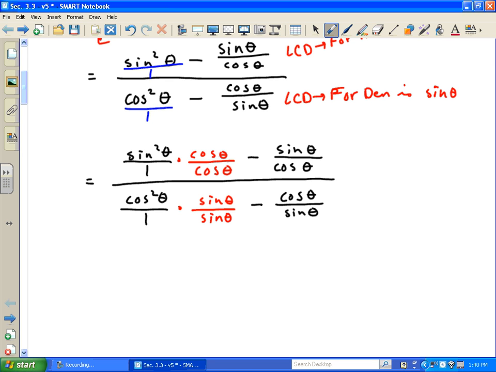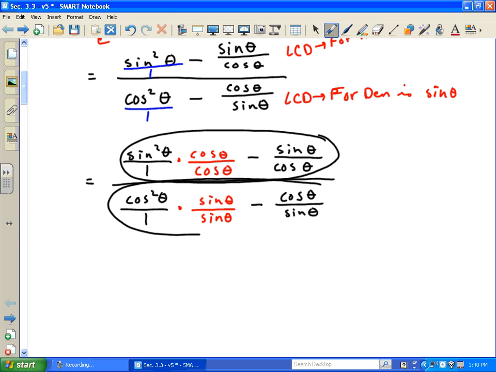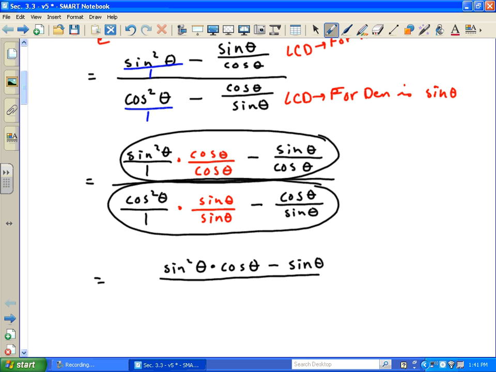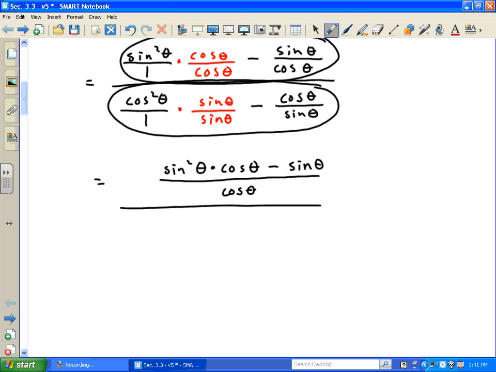Now, I can go ahead and combine the whole numerator together, and combine the whole denominator together. This will look like this. I will have sine squared of theta multiplied by cosine of theta minus sine of theta, and then all of that is over cosine of theta. That is my numerator. That is now over cosine squared of theta times sine of theta minus cosine of theta. All that is over sine of theta.